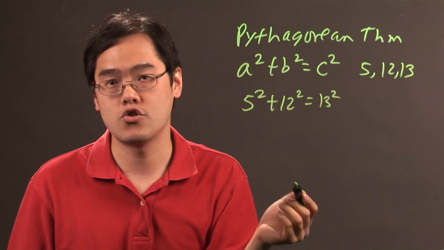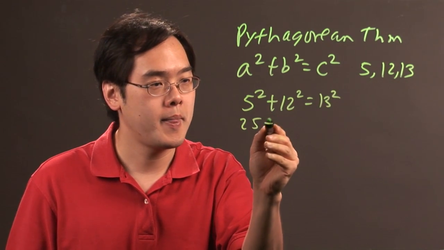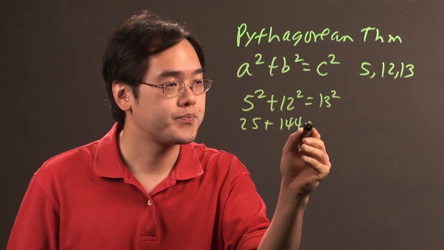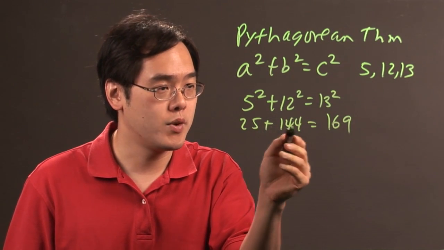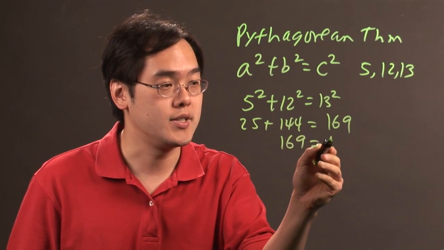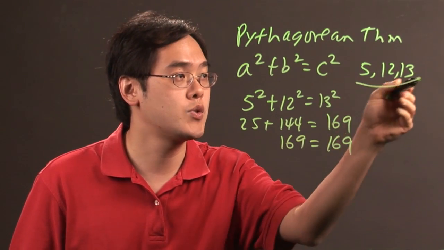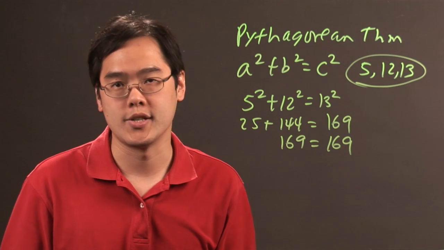Now, I want to see if this is true. 5 squared is 25, 12 squared is 144, 13 squared is 169. Now, 25 plus 144 is actually 169, and that's equal to, of course, 169. So those three lengths do comprise a right triangle.